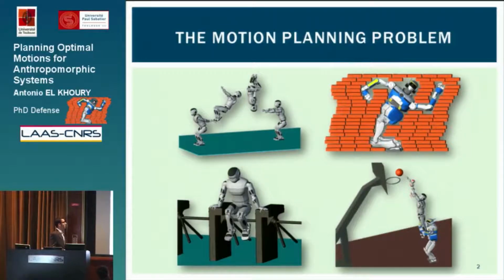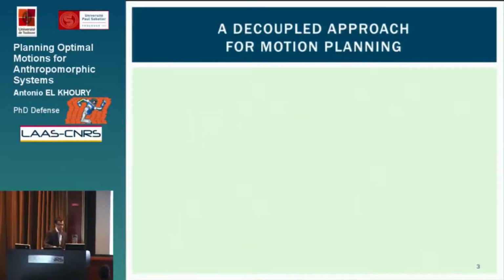Using such anthropomorphic systems, the advantage is that we can plan a wide panel of motions, either by considering a humanoid robot by itself or in collaboration with other robots. Of course, in this thesis, I wasn't able to plan any of those motions, but this is a very wide panel of what we can hope to do with humanoid robots. Then I'll move on to how we can plan at least some of these motions.